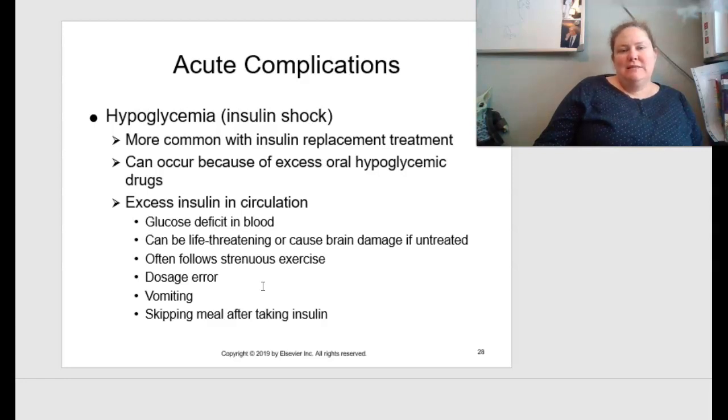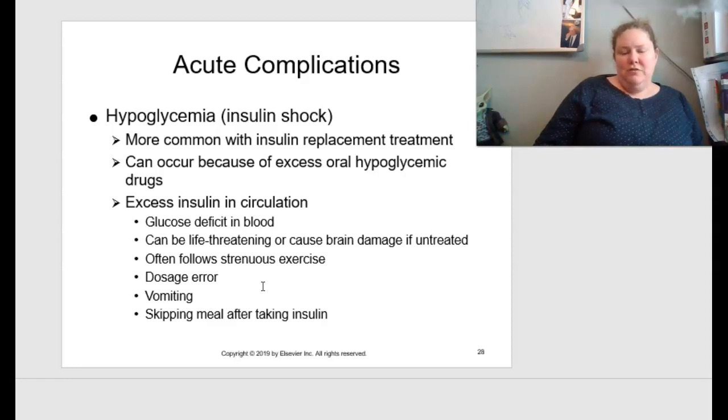This can cause excess insulin in our circulation. Because we have more insulin, your body is told to pull sugar out of the blood and into storage. If we pull too much out, it causes a glucose deficit in the blood. This can again be life-threatening because, first of all, your brain needs sugar, your body needs sugar, but specifically your brain. And so this can cause brain damage if it is not treated.